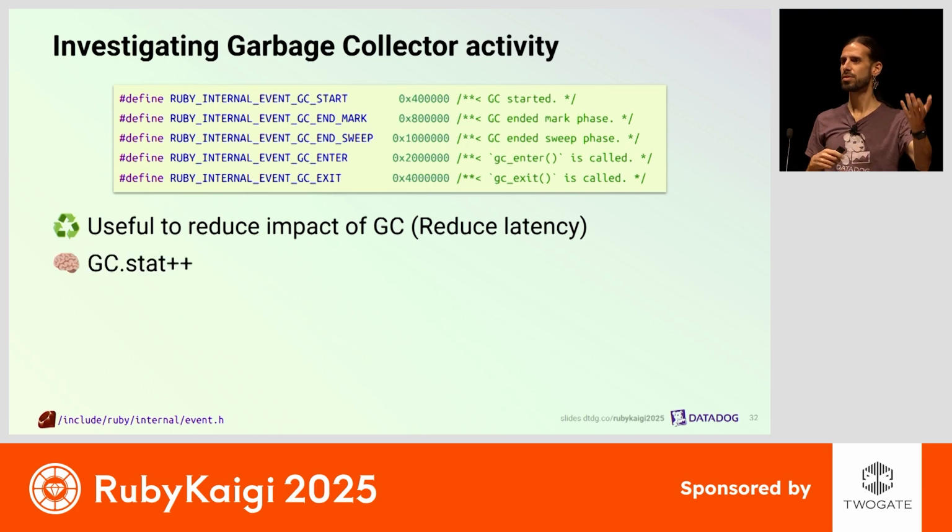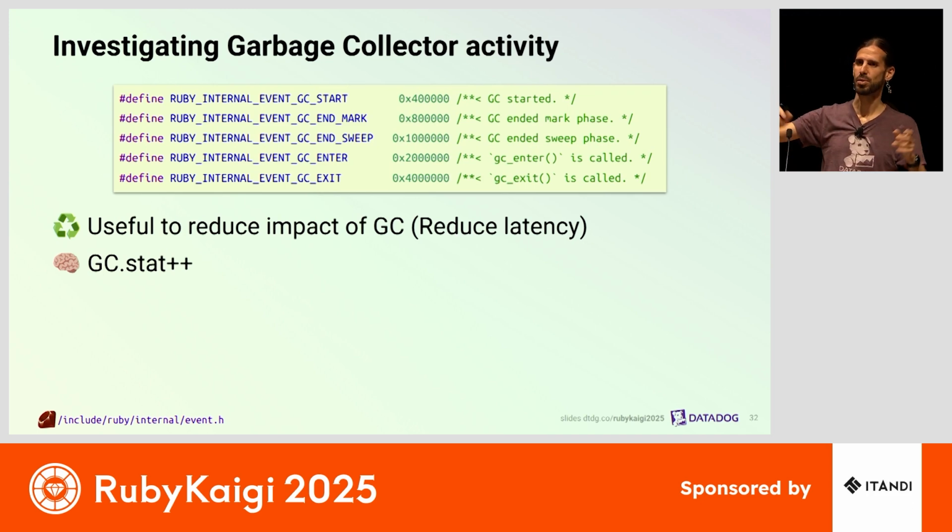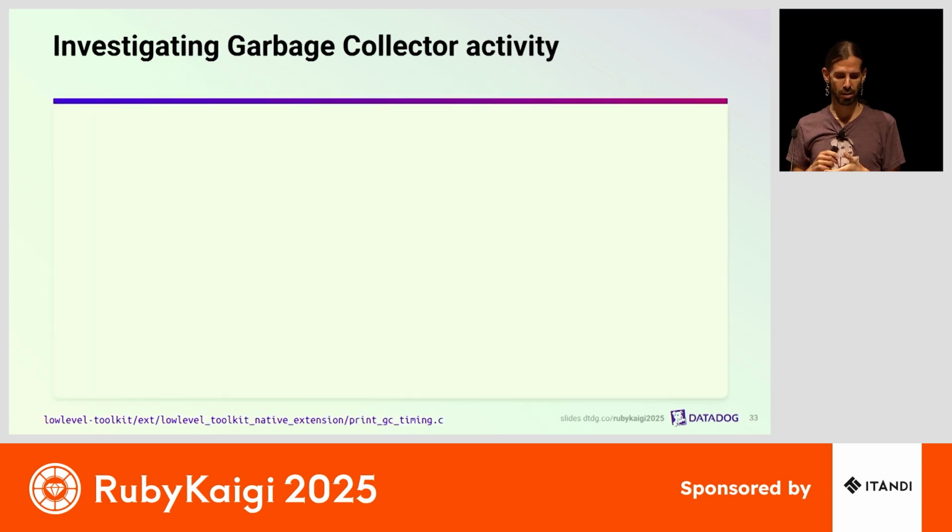And if you've used GC.stat from Ruby code, which gives you a lot of metrics, you can think about this as GC.stat++. It gives you a few more things. You can experiment and get a bit more information that GC.stat does not give you. So let me give you an example.